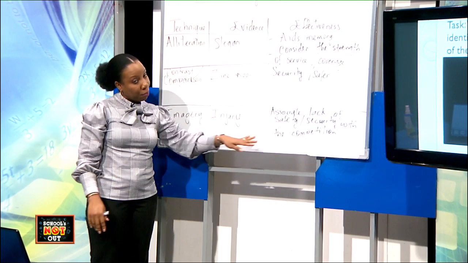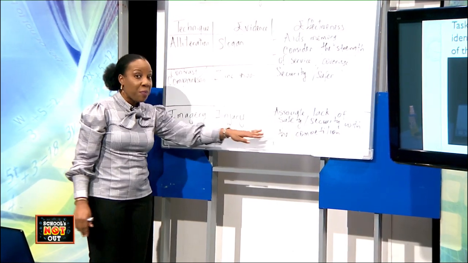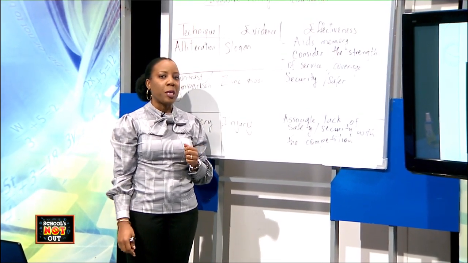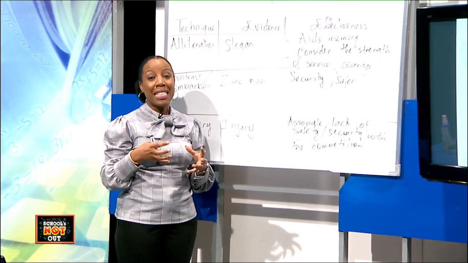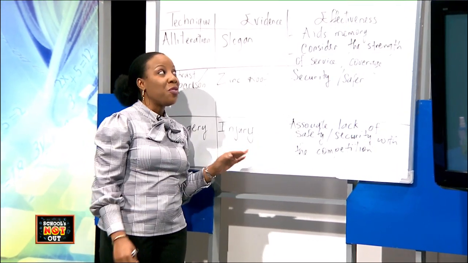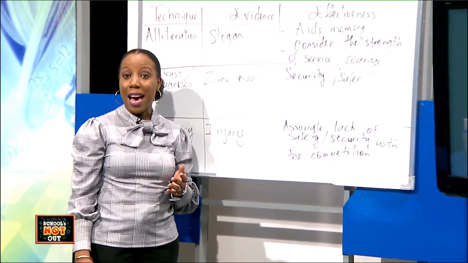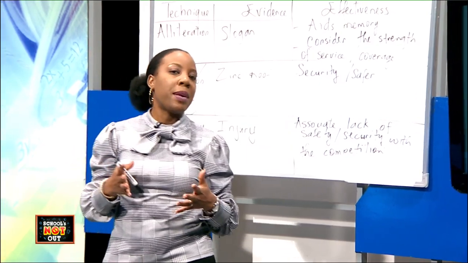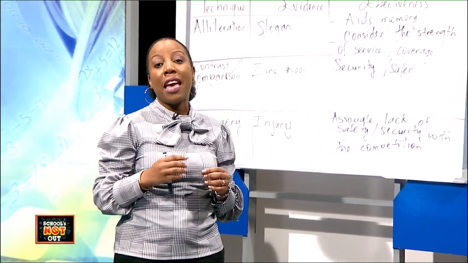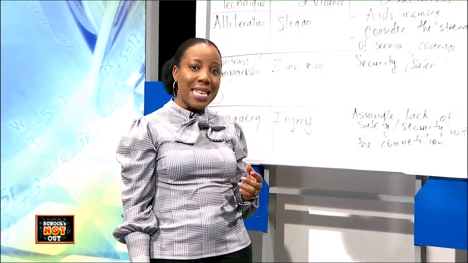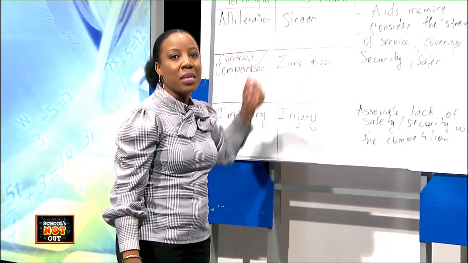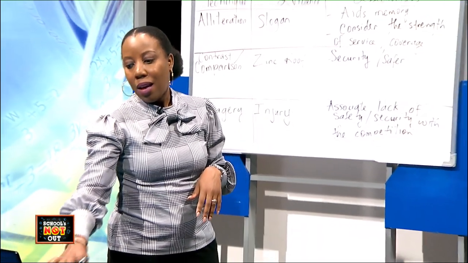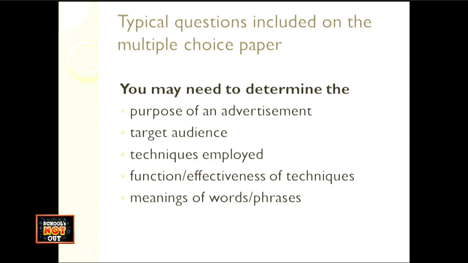Like I said, effectiveness, you have to be able to explain, because sometimes the questions that do come on the multiple choice paper require you to detect or decode the effective use of strategies or techniques in the advertisements. And you must be able to go to the passage or the advertisement, I should say, and find the particular evidence that justifies that indeed these techniques are used and they are effectively used in the advertisement. So I had that there and we've explained that.